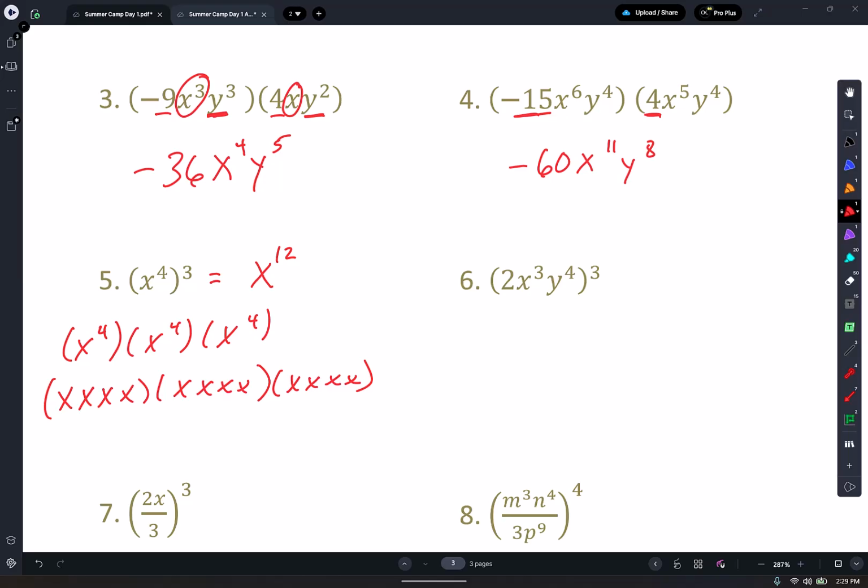All right, here we go. This says to the power 3. 2 times 2 is? 4. And 4 times 2? 8. There it is. So that's 8. And then x cubed raised to the 3rd power. That's going to be x to the 9th. Good job. Y to the 4th raised to the 3rd. That's going to be y to the 12.